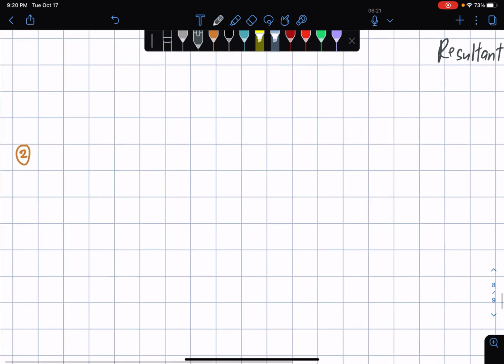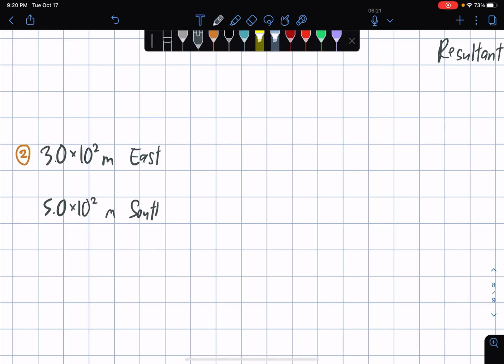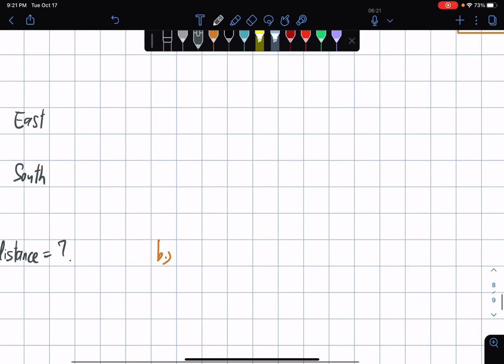Number two, a jogger runs 3.0 times 10 raised to 2 meters due east, and then 5.0 times 10 raised to 2 meters due south. So those are the two vectors, vector 1 and 2 respectively. First question, total distance. I think this is just the summation, we only add. What's required in letter B is total displacement, or in other words, the resultant vector, if I'm not wrong. As long as it includes magnitude and direction.